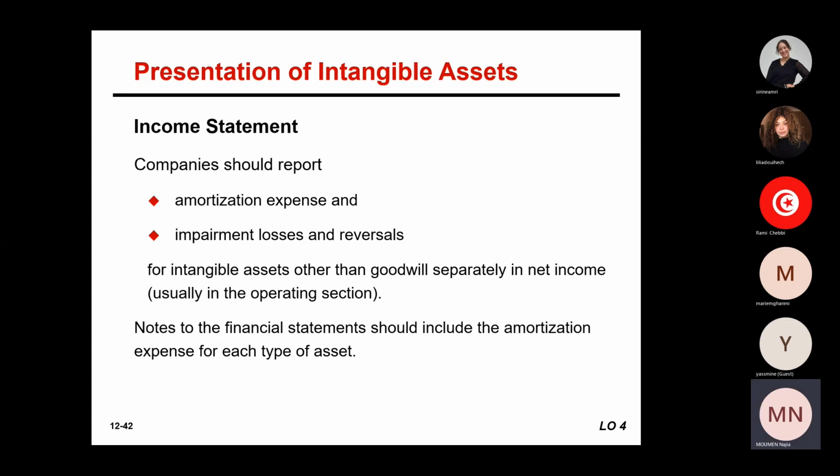Okay. It's also important to note that the amortization expense should be provided for each type of asset. You see what is meant here? We should not provide a total of amortization expense within the income statement. No, we should provide a disaggregated amount, meaning amortization expense for license, amortization expense for franchise, amortization expense for copyrights, etc. All of them should be provided separately for each type of asset. We should not accumulate all the amortization expenses and provide only one amount.